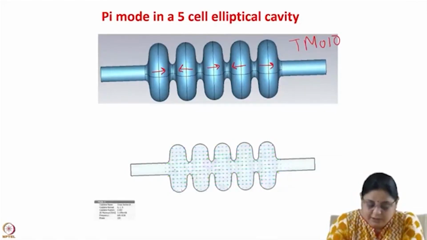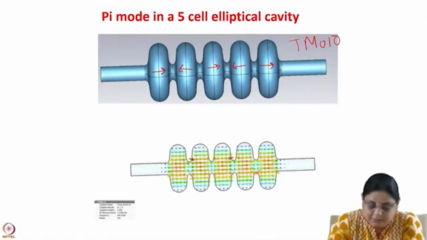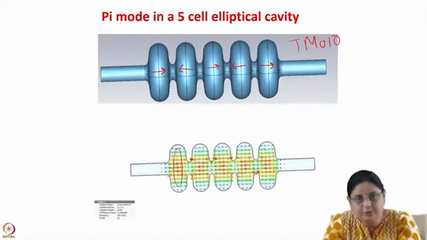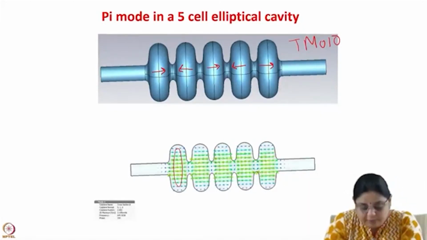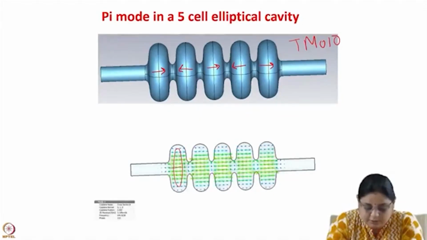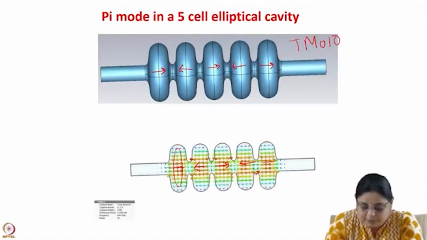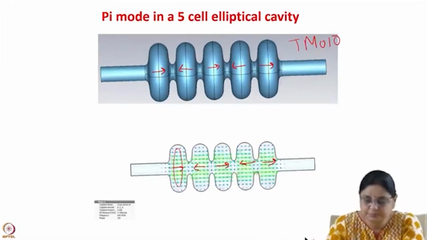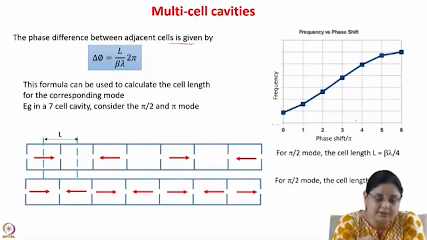Each cell of the cavity has a TM010 mode. You see that the electric field is along this direction, and there will also be a magnetic field in this direction. At any instant of time, the fields in the adjacent cells are all out of phase with each other. So here if it is in this direction, here it will be in the opposite direction, and so on. The phase difference between adjacent cells is given by delta phi is equal to L by beta lambda into 2 pi.